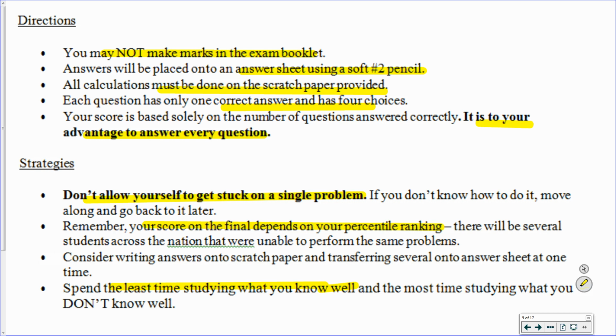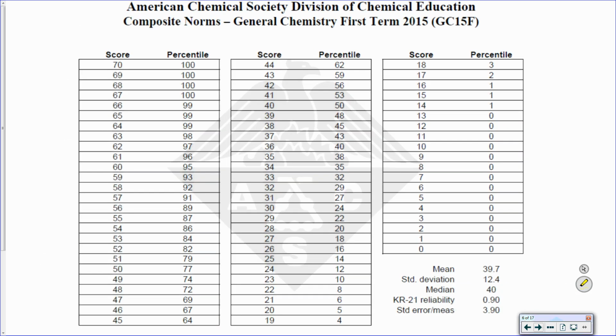You spend less time studying for the things that you know and emphasize the things that you don't know. Right? So just kind of plan ahead, and you've got to balance that with everything else. So here just gives you an idea of what the stats are for our exam. This is the national norms.